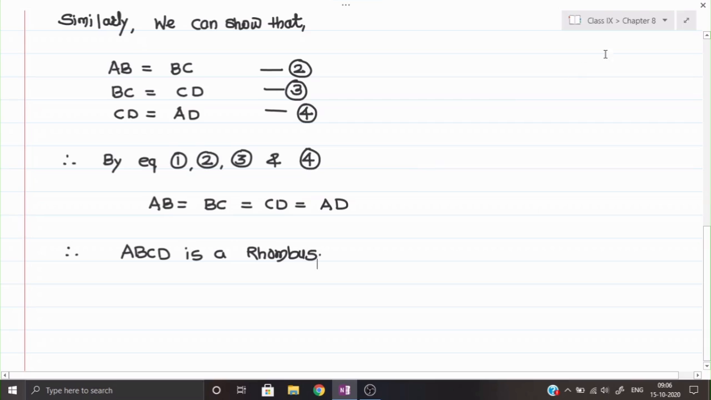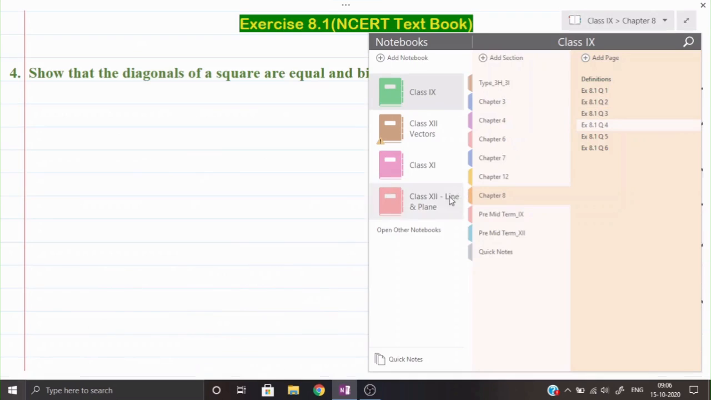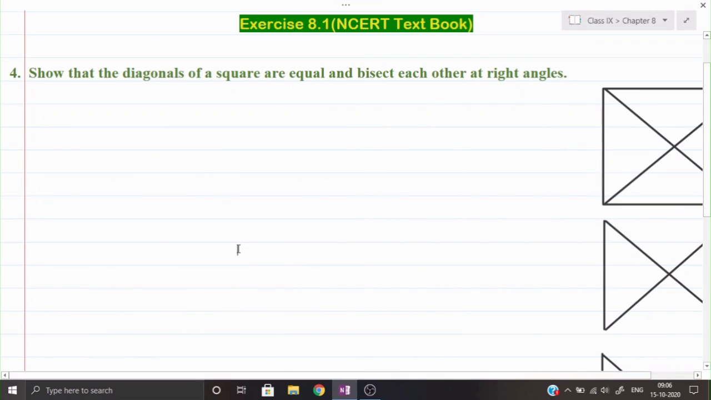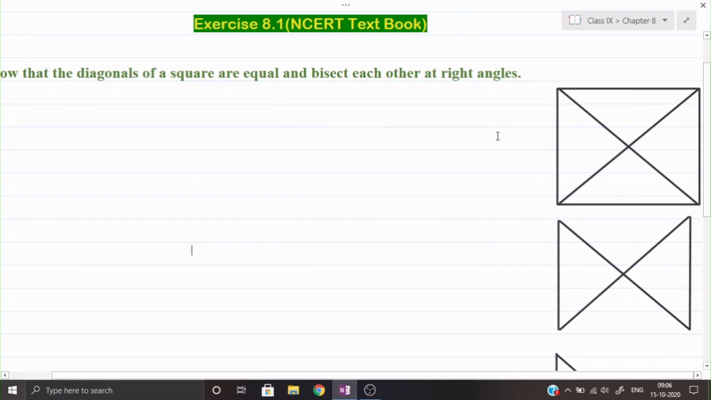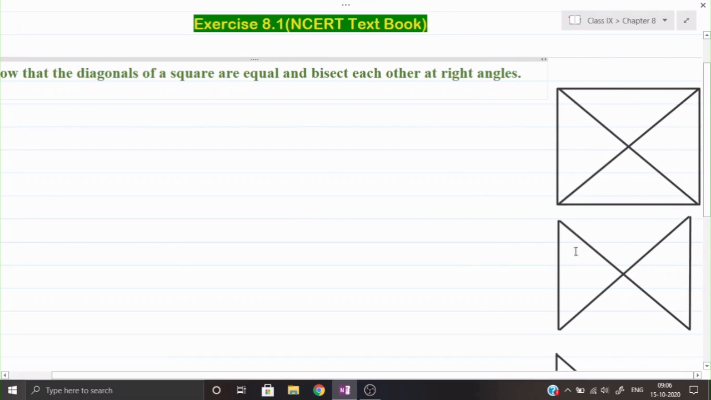Now let us see question number 4. What is given in question number 4, let us see. Show that the diagonals of a square are equal and bisect each other at right angle. That is given to us. Okay, they are saying the diagonals of the square are equal and they are bisecting each other at right angle.